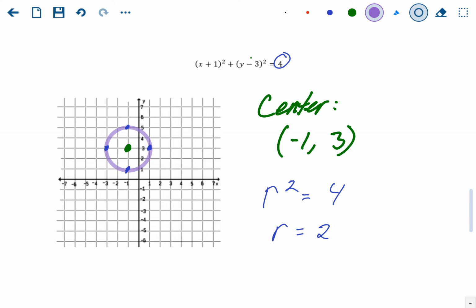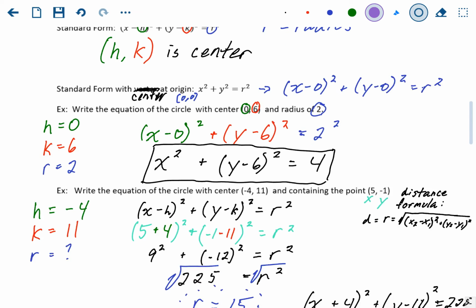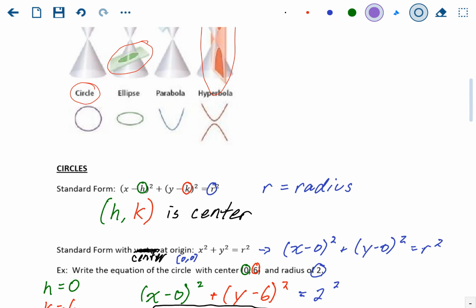So that's all it is for circles. You should be able to look at an equation and graph it. You should be able to write an equation if you're given a point and the center. And you should be able to find the radius of that. Okay. And again, that is the formula, and that is the first conic section we are going to do.